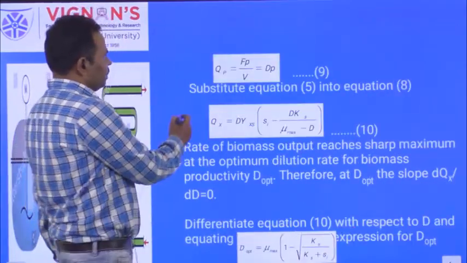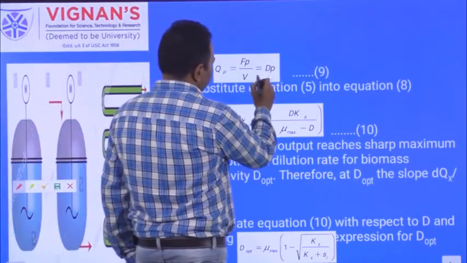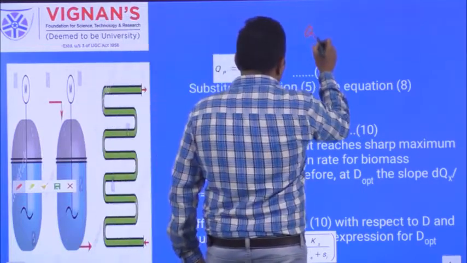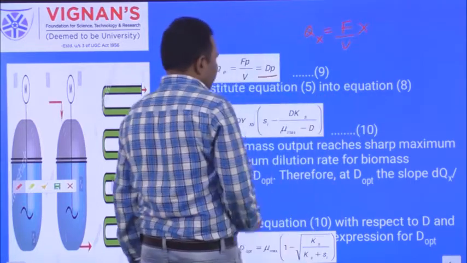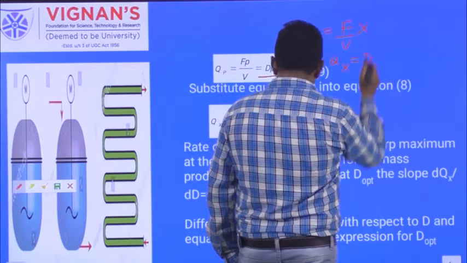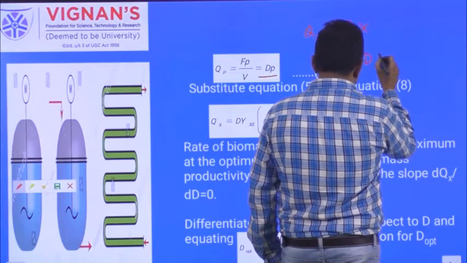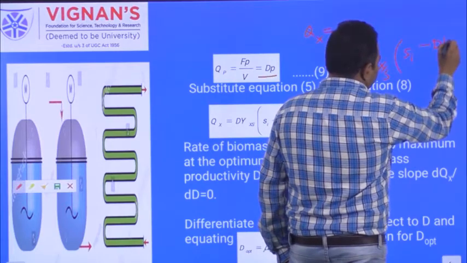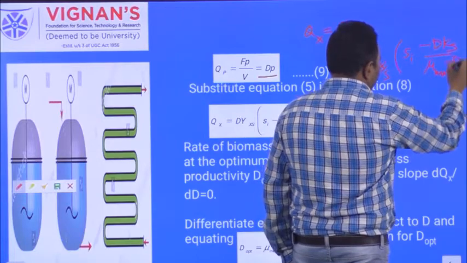Next, write Qp equal to Fp by V, the product. But take the earlier one. Earlier we wrote Qx equal to F by V into X. F by V is nothing but D. What is the X value? The X equation was already derived: the cell concentration within the chemostat, the continuous fermenter, is Yx/S into Si minus D Ks by mu max minus D.